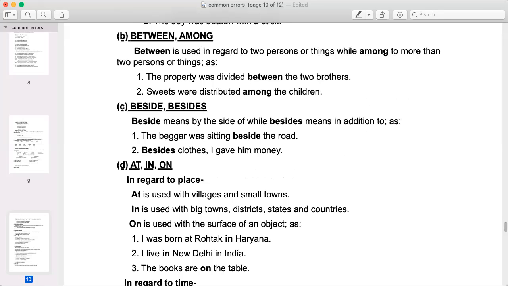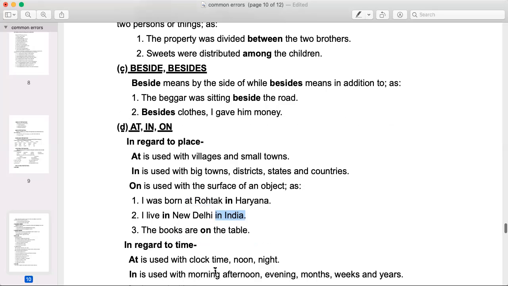At, in, and on. The first use of at, in, and on is in regard to place. At is used with villages and small towns, while in is used for big towns and districts, and on is used for a surface. I was born at Rohtak in Haryana. So Rohtak is a small town, and Haryana a state. I live in Delhi in India. So Delhi, a metro city, and India, a country. The books are on the table. Books are kept on the surface of the table.